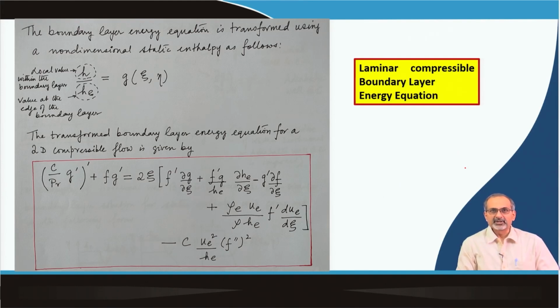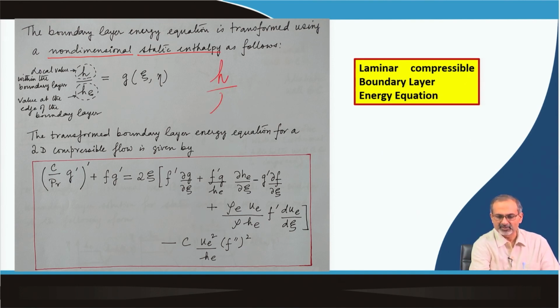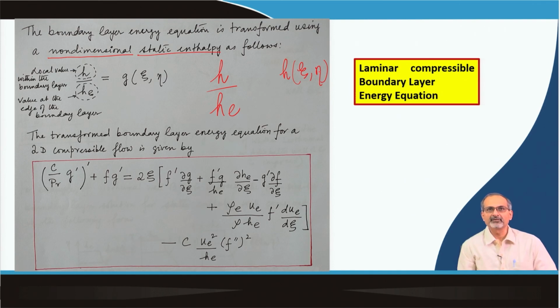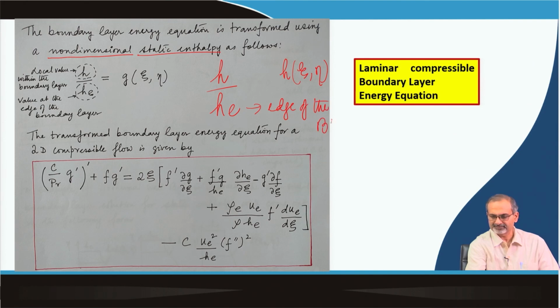The boundary layer energy equation, if you want to transform it using the necessary transformation functions, then you have to bring in a non-dimensional static enthalpy which will play a big role here. So, it is a ratio of H by H_e, where H is dependent on the location, and H_e is of course at the edge of the boundary layer. Sometimes we will be writing BL to abbreviate boundary layer.